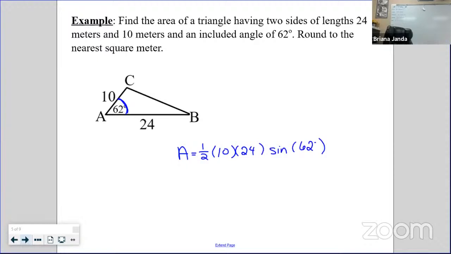And again, rounding very severely this chapter, so to the whole number on this one, nearest square meter. We are finding area, so our units are in square meters. Square units. Should come out to 106. And if you are not getting 106, let me know so I can help the calculator. Questions for me?